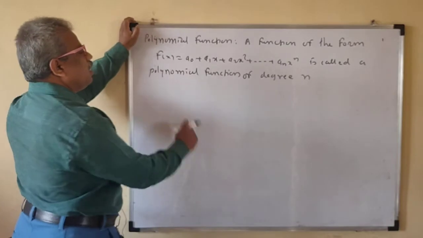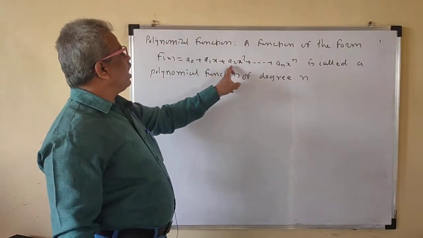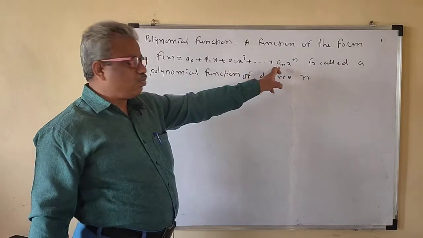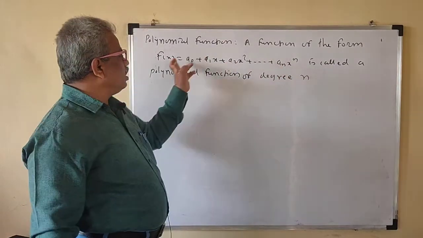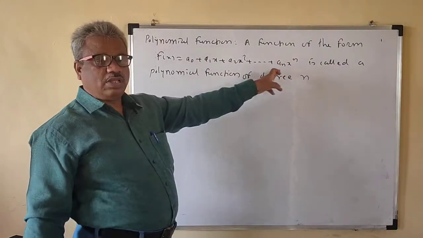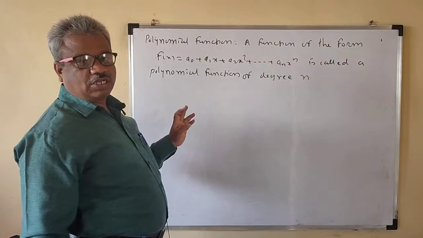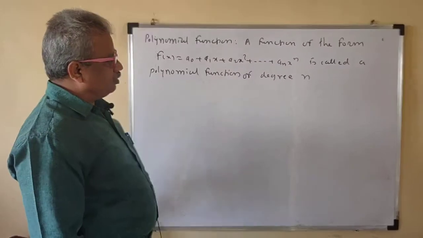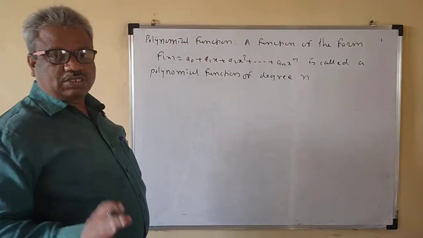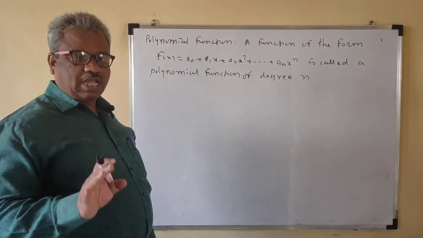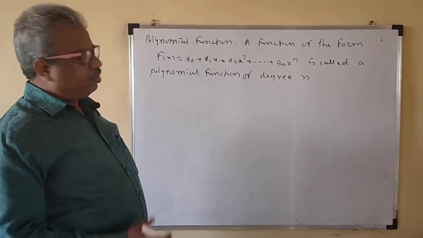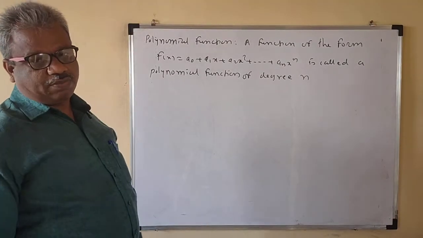See, if a2 and all the higher coefficients are 0, then this is a linear function. If a1, a2 and so on are 0, then this is a constant function. If a3 and higher are 0, then this is a quadratic function. So we have drawn the graphs of the constant function and linear function, and a linear function is also a polynomial function. The quadratic function is also a polynomial function.